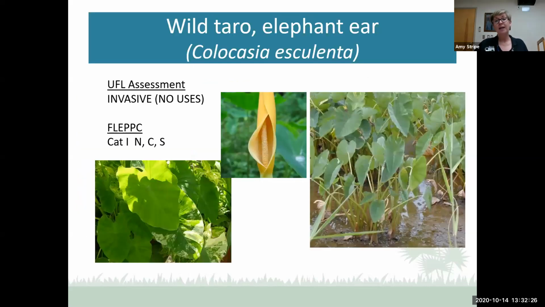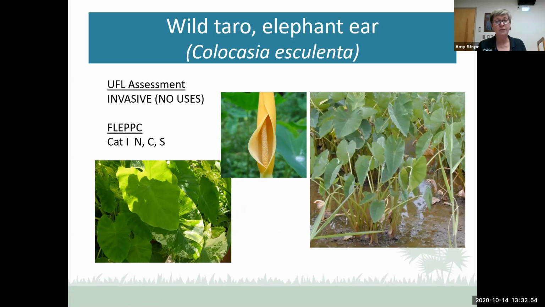All right, here we go back to the elephant ear. I actually already had this in the presentation before the question came up, believe it or not. So this is Colocasia esculenta. University of Florida says invasive, no uses throughout the state. It is categorized as a Cat 1 in FLEPPC throughout the state. And we've already talked a little bit about what happens with this guy. It's native to Asia. It invades waterways. They can get up to 4 feet tall.